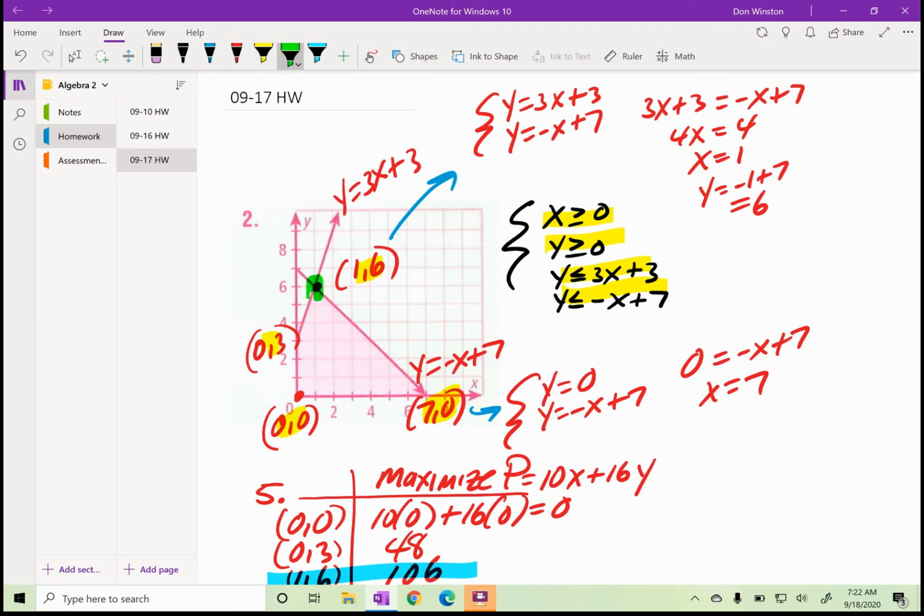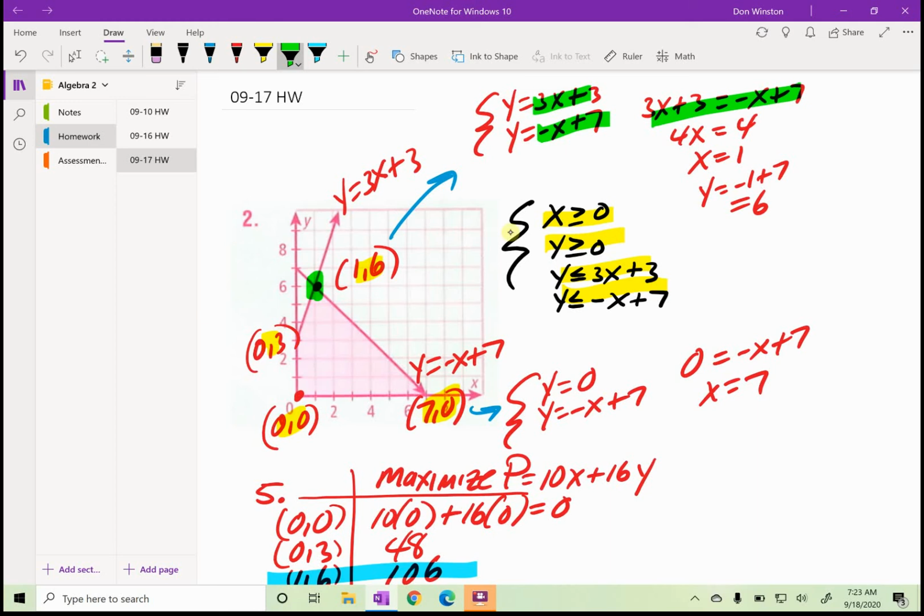So for this point there, I know that's the intersection of two lines: y is equal to 3x plus 3 and y is equal to negative x plus 7. That's the easiest kind of system of equations to solve, because y is equal to one thing and y is equal to another, so you set them equal to each other and you solve. These are easy systems of equations to solve, so why not verify your work? In any case, you get x is 1 and y is 6.